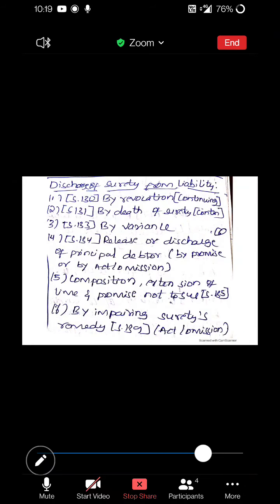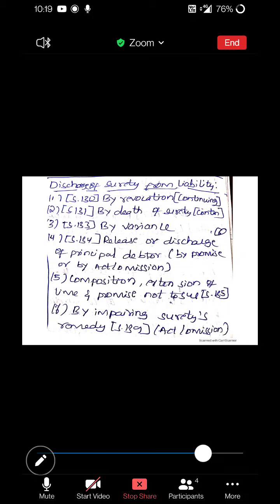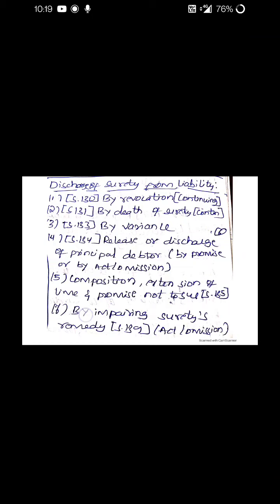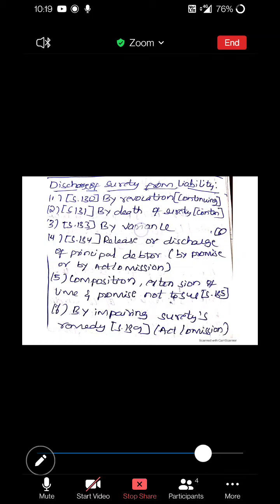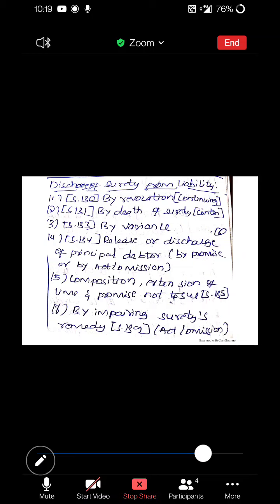The next is discharge of surety from a liability. When will the surety be discharged from his liability? The surety says that I will pay for the principal debtor to the creditor. So when will he be discharged from his liability? When he does not need to pay. Section 130 says that it is by revocation. The surety cannot revoke his guarantee in a normal guarantee. He can only revoke his guarantee in a continuing guarantee.